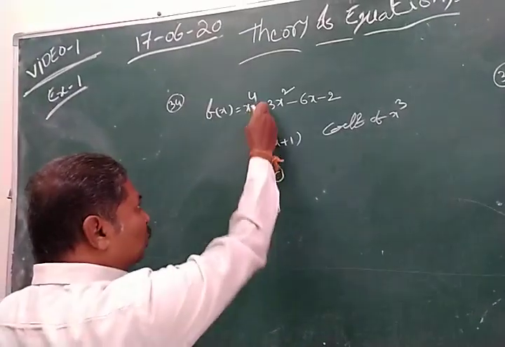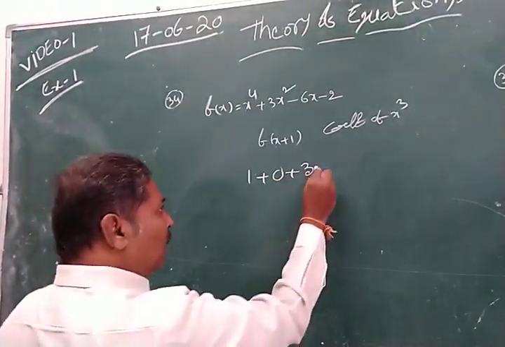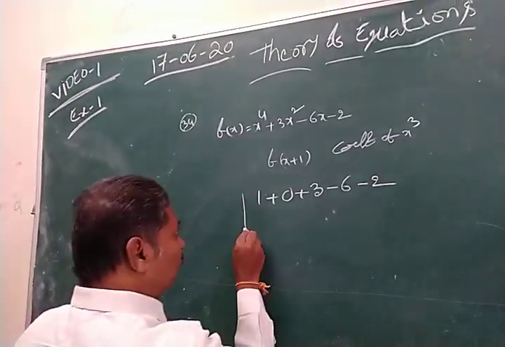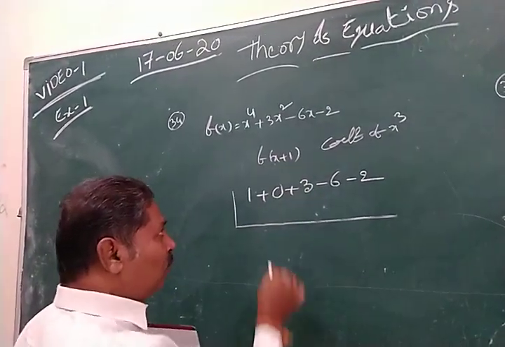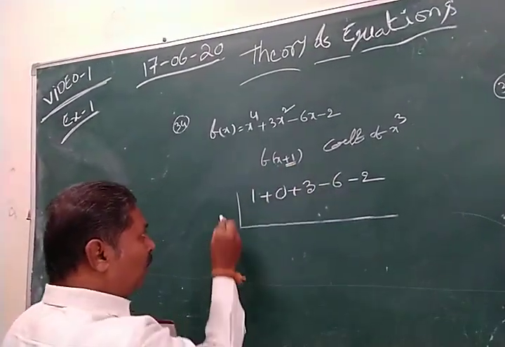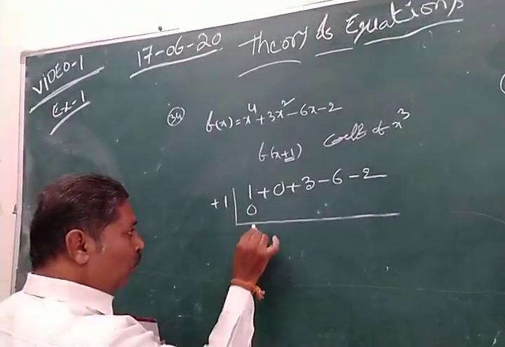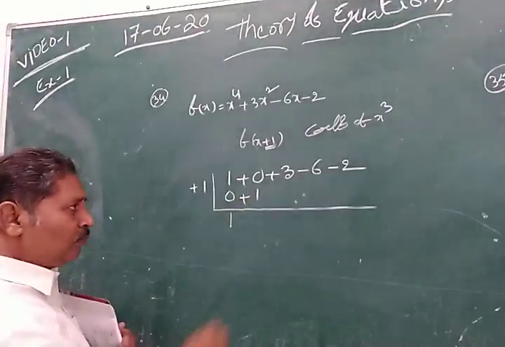1. No x cube term. X square coefficient 3. X coefficient 6. Minus 2. We want f of x plus 1, so take the same symbol. Plus 1. 0. 1. 1 into 1.